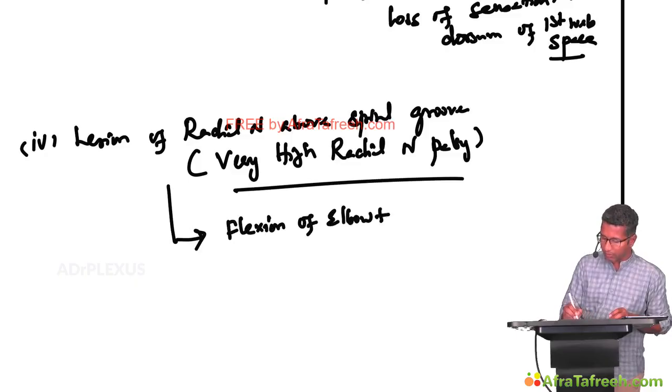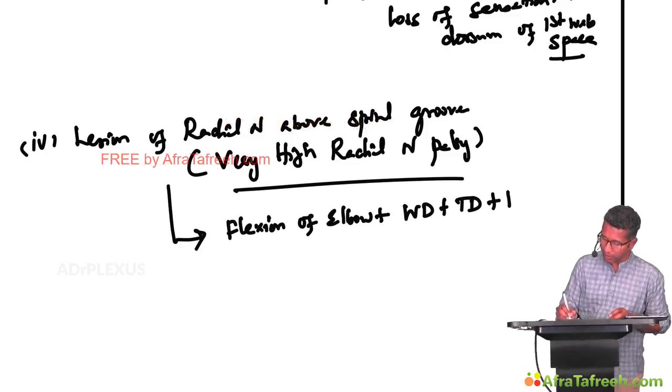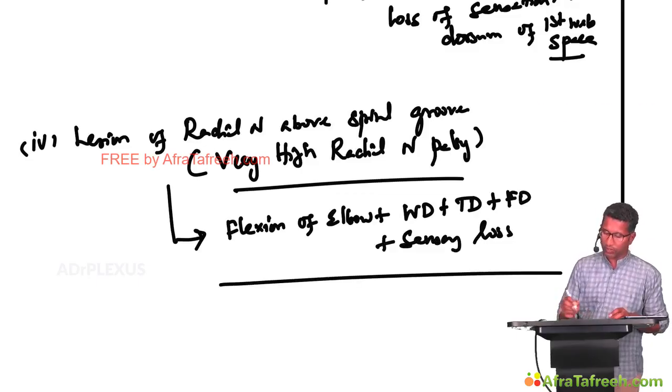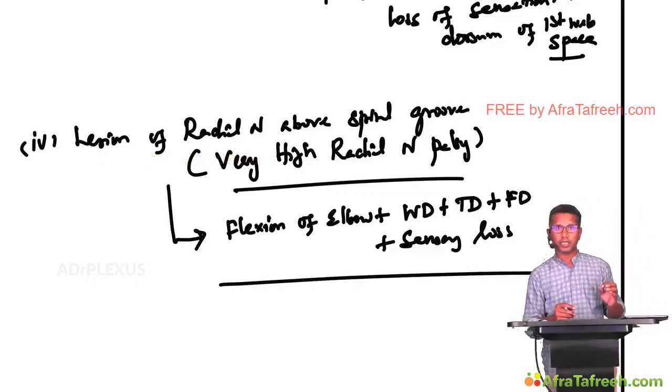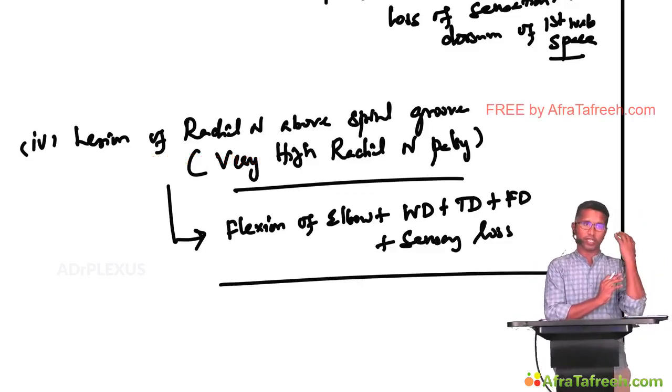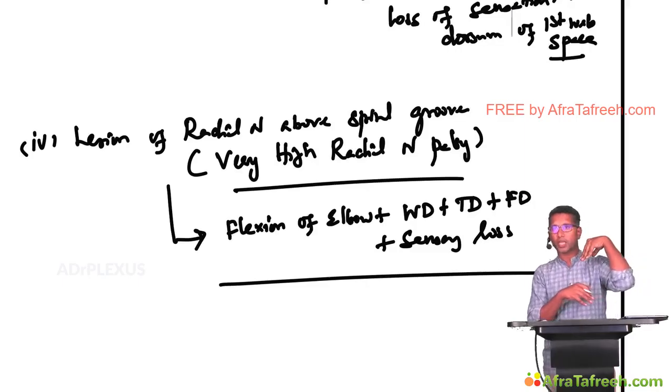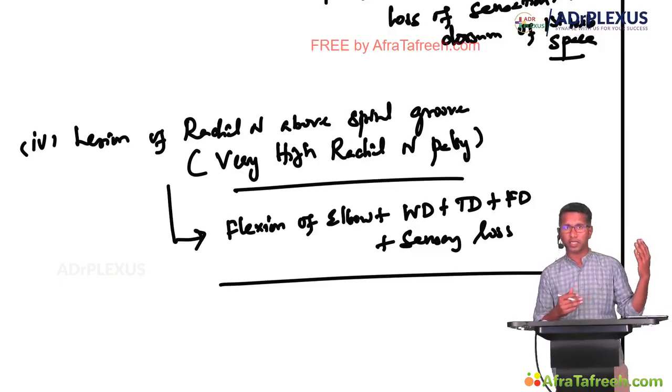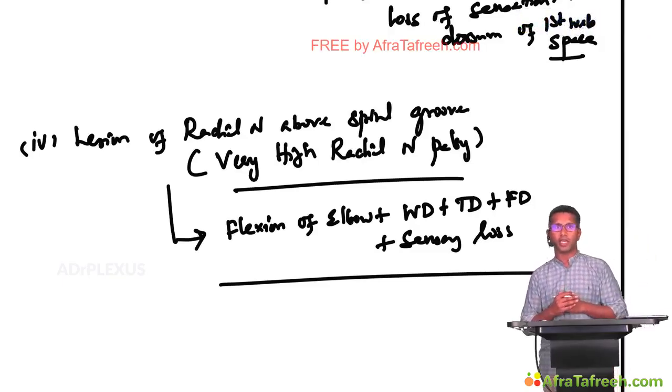The patient will have wrist drop along with it. The patient will have thumb drop along with it. The patient will have finger drop. And the patient will also have sensory loss along with this. So whenever you see a patient with a radial nerve palsy, and the elbow is in a state of flexion with wrist drop, finger drop, with the loss of sensation here, the answer is very high radial nerve palsy.